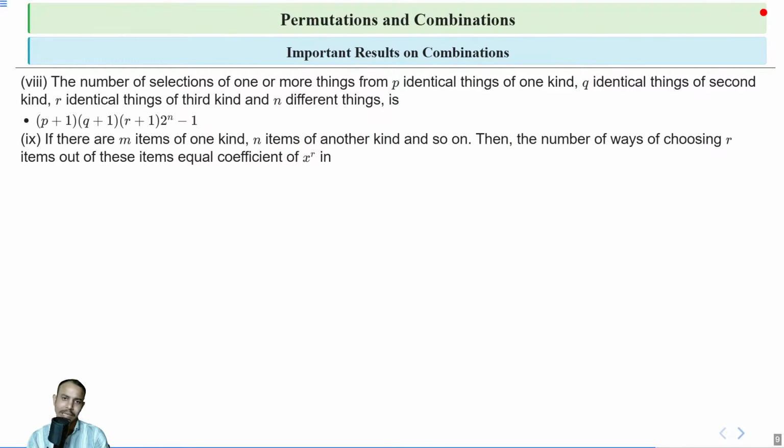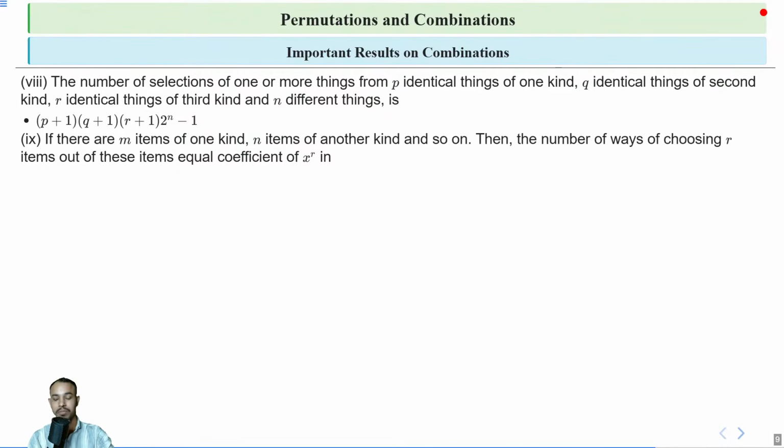In the ninth number result, we have m items of one kind, n items of another kind, and so on. Then we have to find the number of ways of choosing r items out of these items, which equals the coefficient of x to the power r. So you have m items of one kind, so you have choices 0, 1, 2, 3, 4 up to m. For n items you have 0, 1, 2, 3 up to n, and so on. For 0 items you have x to the power 0, for one item you have x to the power 1, and for two items you have x squared.